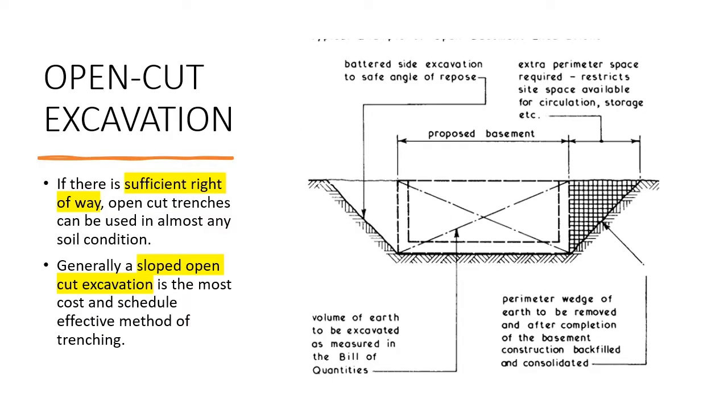If there is sufficient right of way, open cut trenches can be used in almost any soil condition. Generally, a slope open cut excavation is the most cost and schedule effective method of trenching. Jadi inilah jenis slope open cut excavation. So dia ada angle of repose that we must consider to make sure that the soil tu takkan collapse. Because of this slope, extra perimeter space is required. Jadi that's why kita perlukan area yang besar for open cut excavation.